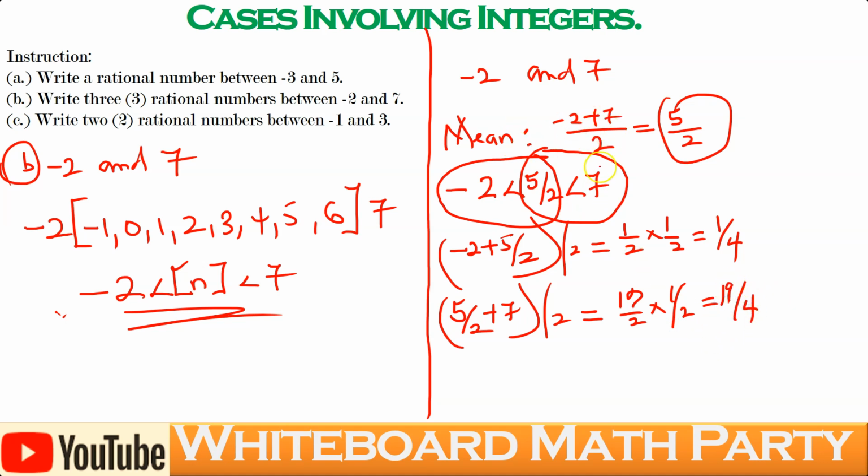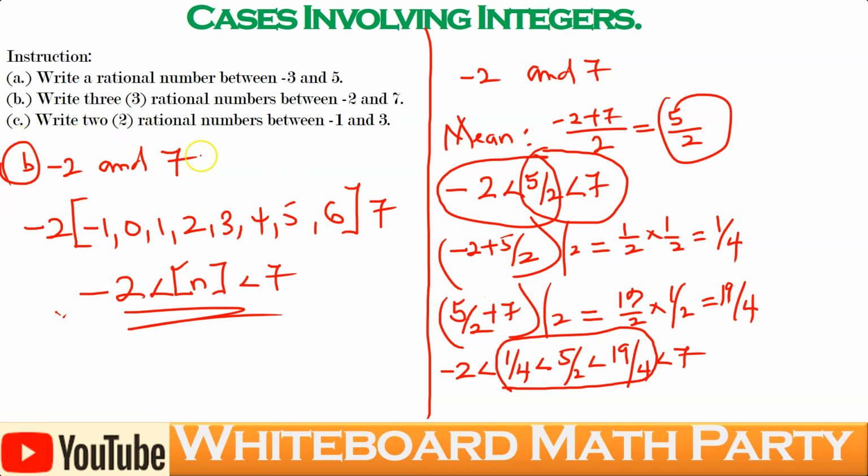So my final arrangement is now going to be -2 is less than 1/4, less than 5 upon 2, less than 19/4, less than 7. These are the 3 rational numbers that you can see right in between. So whichever method you applied is correct, but the most important thing is to understand how to work it out and practice with question C.